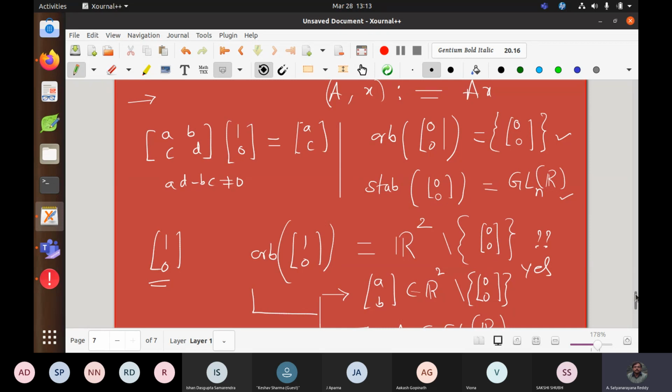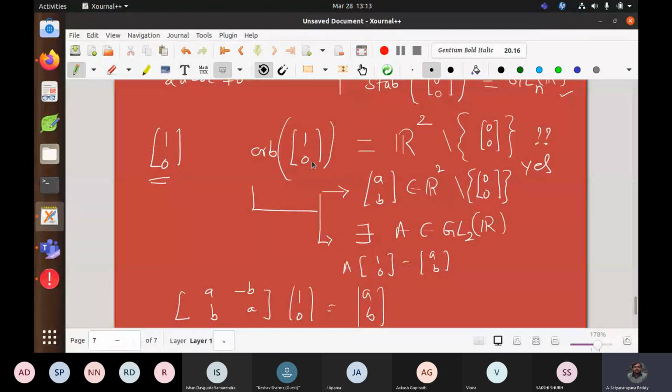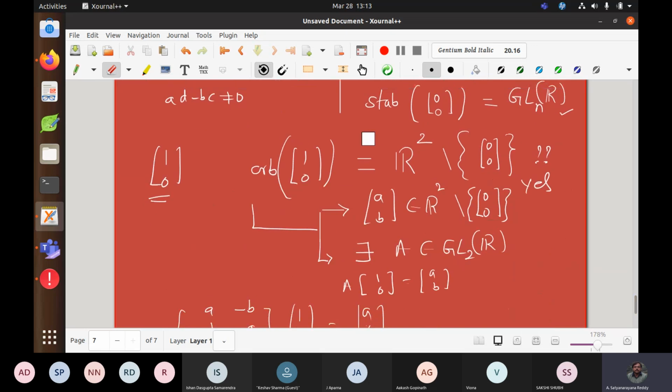That's why it is the whole of GLn. Next thing, what is the orbit of (1, 0)? Vienna and Keshav told that it is the whole of R² minus (0, 0). To show that, one part is clear: the orbit of (1, 0) is a subset of this. Whenever you want to show two sets are equal, you show each is a subset of the other. This part is clear, because the orbit of (0, 0) is {0}, which we already did. So clearly it is a subset of this one.